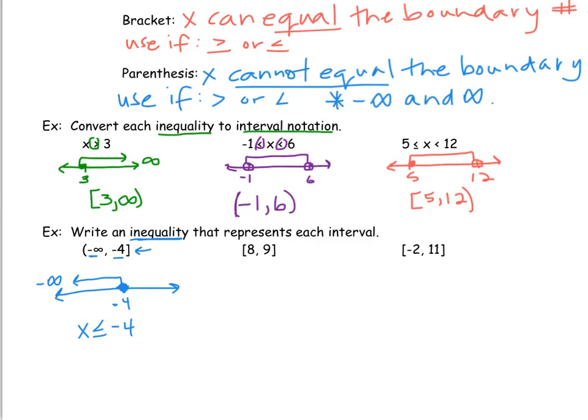For 8 and 9, we have a bracket on each side. That means for your number line, you would have a dot on each side, which means it can equal both of those and be anything in between. That means between 8 and 9, x would go right in the middle. It's bigger than 8, but it's less than 9 all at the same time and can also equal those values.